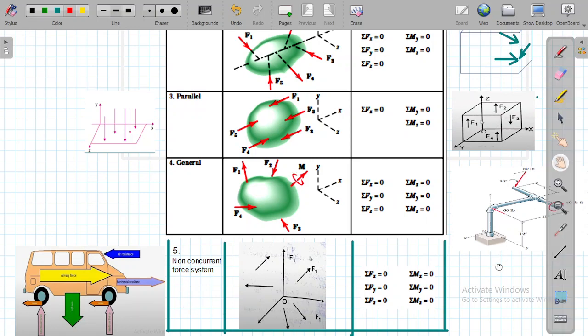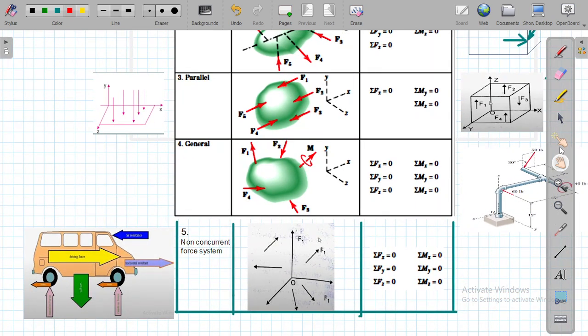If you look at this example, you have a van over here. There is one force which is called the driving force acting. Then there are horizontal forces acting. There is air resistance, there is weight, there is normal reaction force, and these orange ones are the frictional forces. All these forces are acting in different planes of this van. So we can say this is an example of a non-coplanar, non-concurrent force system.